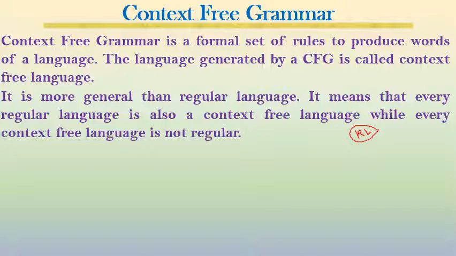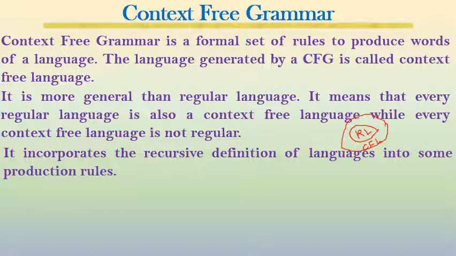So first there is a regular language and then we have a context-free language. So regular language is inside a context-free language. That means that regular language is also a context-free language. But every context-free language will not be considered a regular language, all right. It incorporates the recursive definition of languages into production rules, just like in the first lecture in which we discussed how we can define a language in a recursive manner. Context-free grammar is basically the conversion of the recursive definition of a language into some production rules and some standard rules, and thus a language is generated.